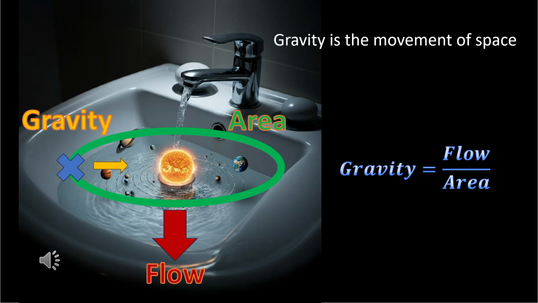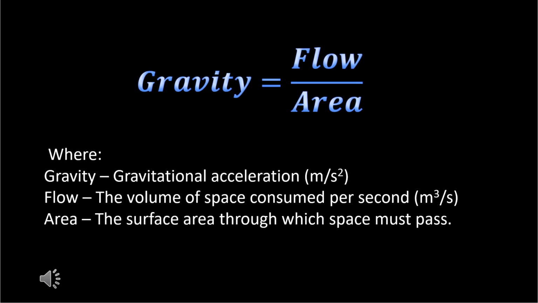If we know the flow and the surface area, we can calculate the velocity and direction of that water at any given point. If we state that gravity is equal to the movement and direction of space at any given point, then to calculate gravity at any given point, we need to know the movement and direction of space at that point. We can calculate the force of gravity as the flow, the volume of space consumed by the central mass, divided by the area, which is the surface area through which that space must travel to reach that mass. We can therefore say that gravity, or gravitational acceleration, must equal the flow of space divided by the surface area through which that space must flow.